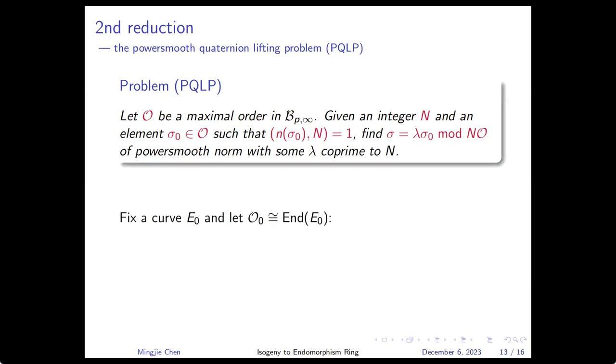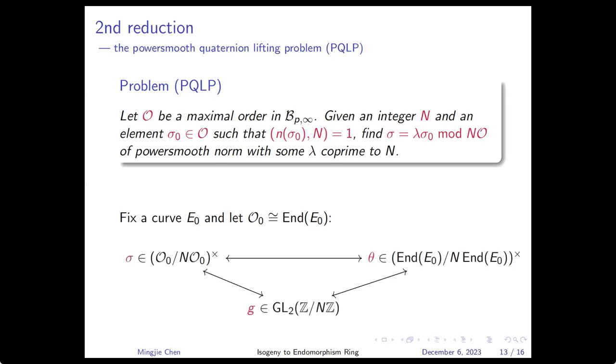Suppose we can solve this problem, and let's apply the result to the special order O0, which is isomorphic to the endomorphism ring of E0. Then what do we get? Here we have a diagram which describes isomorphisms between three groups. We have already seen these isomorphisms, so I will not explain this diagram, but instead let's look at these elements. Let's first take an element G inside the group. We want to compute the action of this element on an isogeny. And this element corresponds to a quaternion element, right? That's the left side arrow.